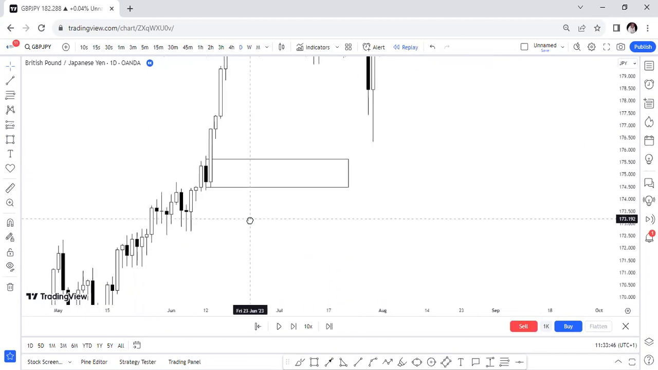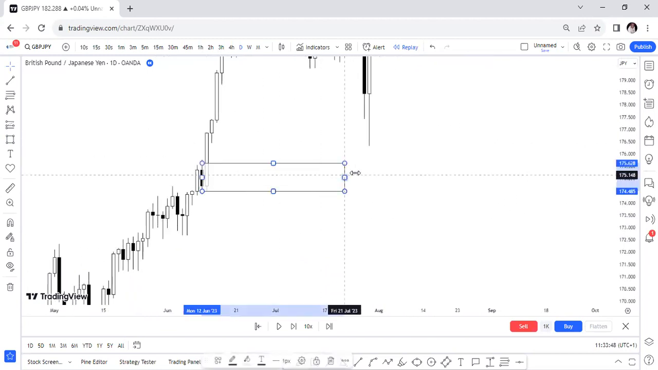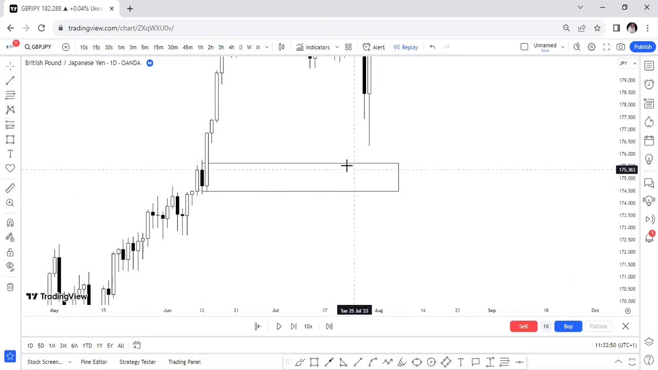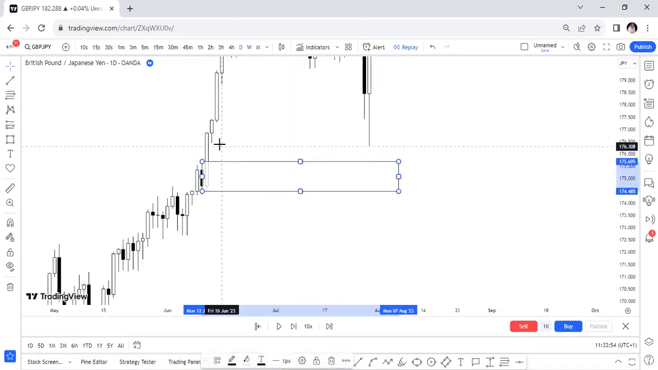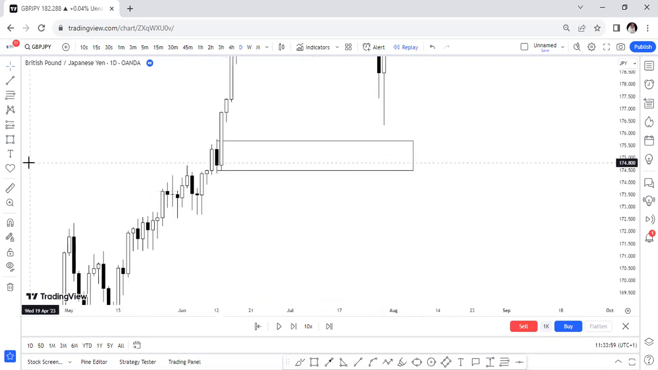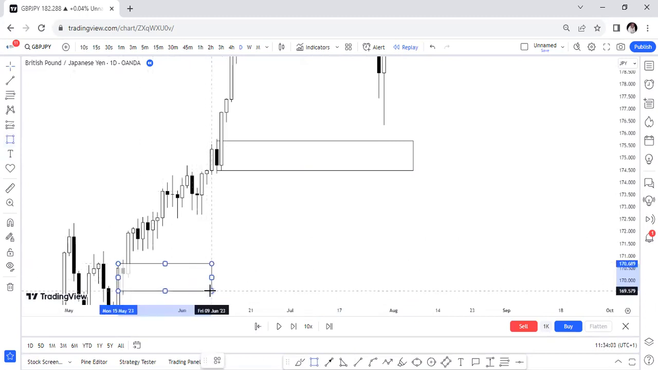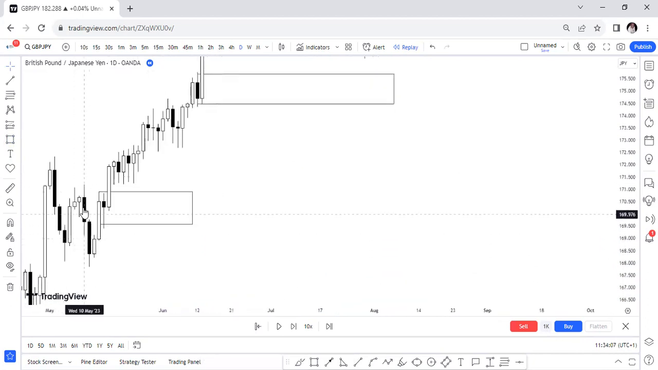So you mark them out because you are waiting for price to come into the zone. Price does not come into the zone here. There's something here, this is a gap, which we're going to talk about right now. This engulfing creates a zone there. It's a rally-base-rally, as it's called in supply and demand.